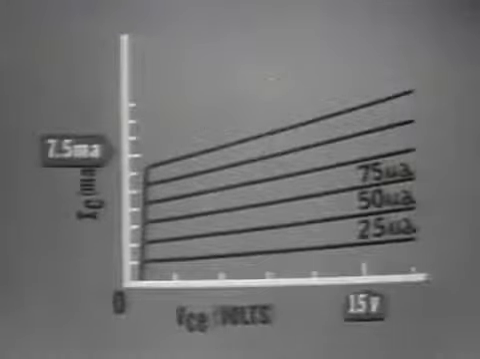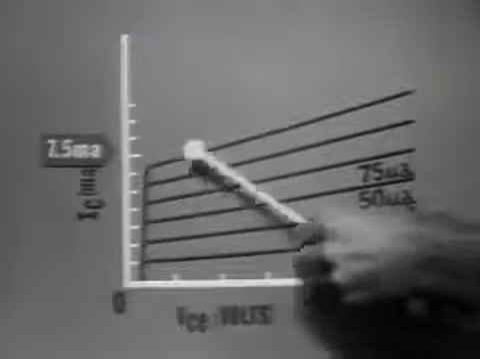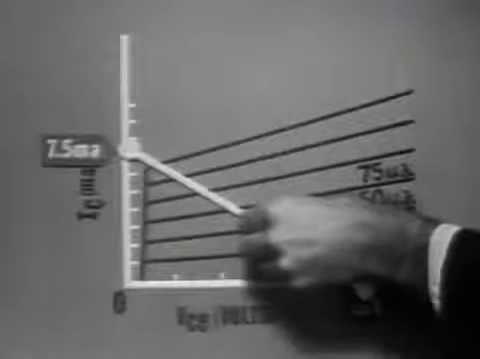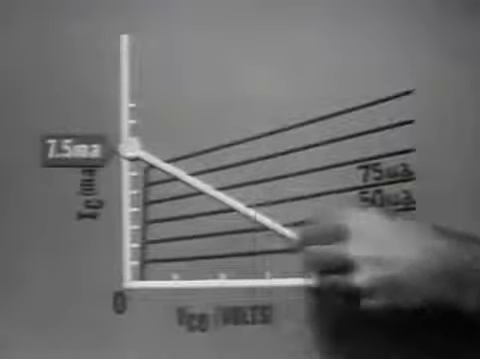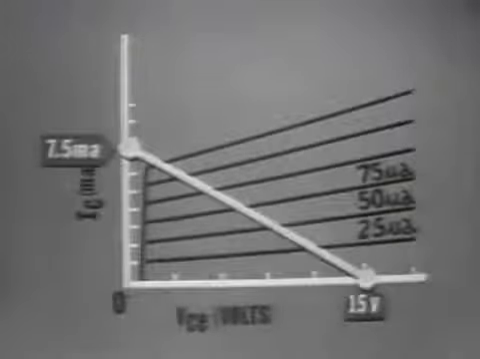By connecting these 2 points on the graph with a straight line, we have the load line for this transistor amplifier. Having constructed the load line, the next thing we need is that point on the load line that represents the circuit conditions prior to an input signal. This is called an operating point.